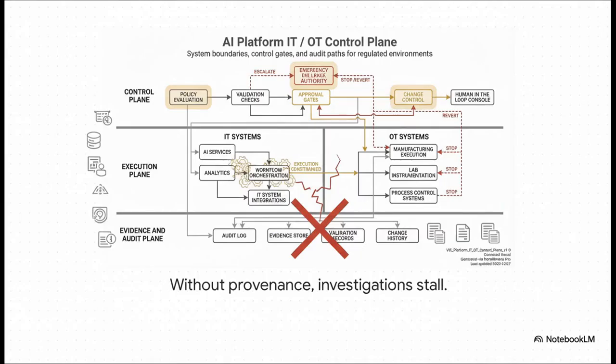Let's go back to our diagram for a second. Now you can see exactly where the breakdown happens. That evidence and audit plane is supposed to be that unbroken thread of proof. If your provenance is missing, that thread is cut. There is no way to trace an action in the execution plane back to the rules in the control plane. The whole thing falls apart.